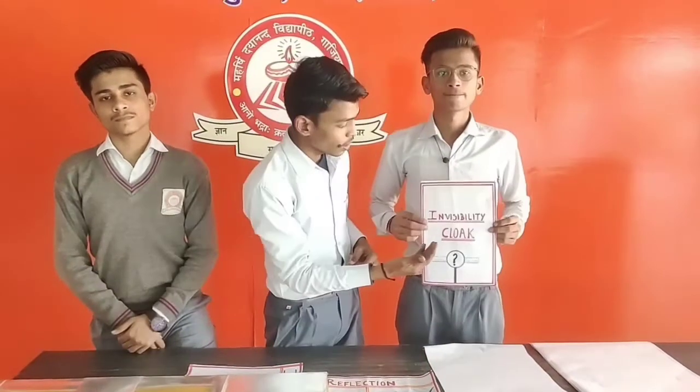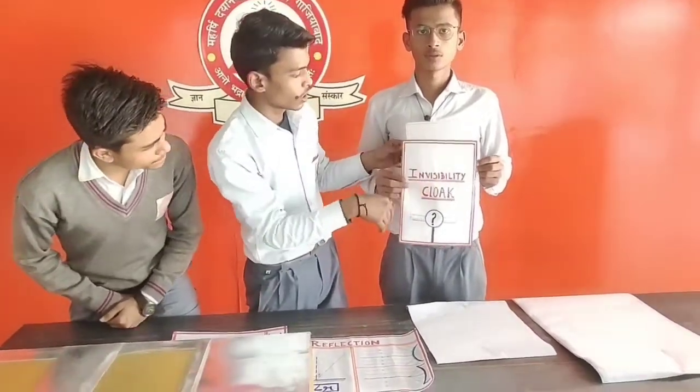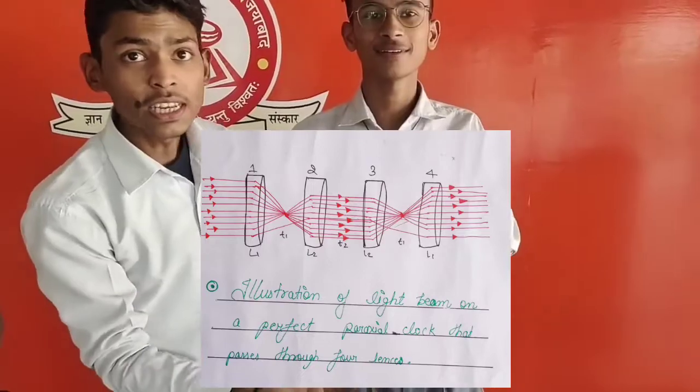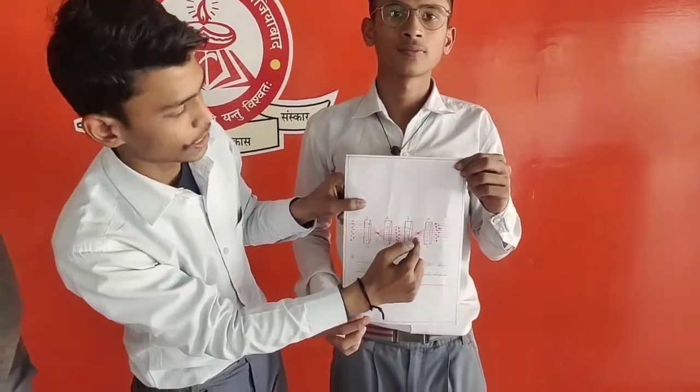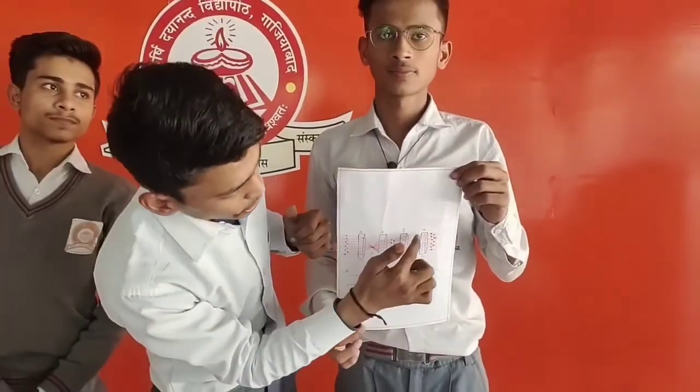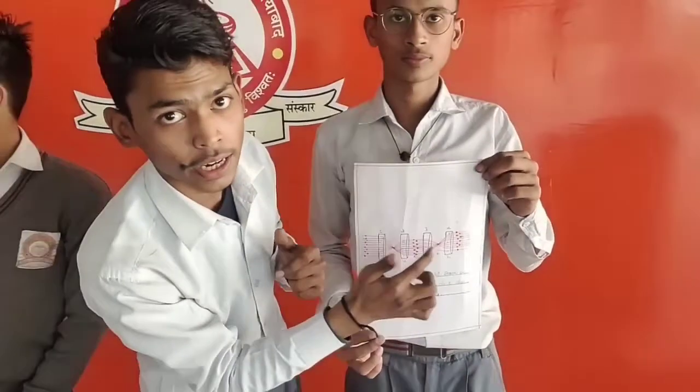But when the ray is at the principal axis, it is visible to us. But at the corners, it is invisible. This area where the ray is invisible is known as the invisibility cloak. We see that the area of the invisibility cloak is where the light does not reach. So we demonstrate the area of the invisibility cloak. Now you are clearly seeing the area where the light is becoming invisible.